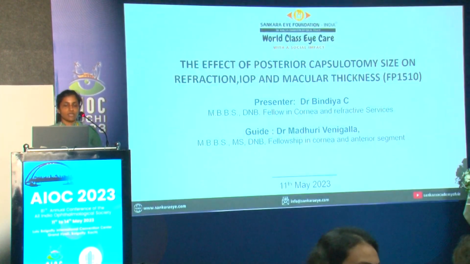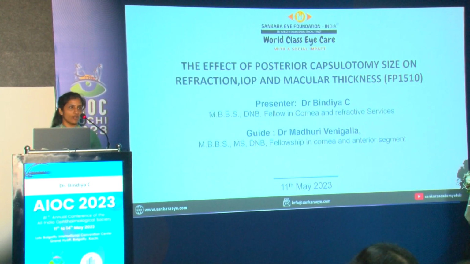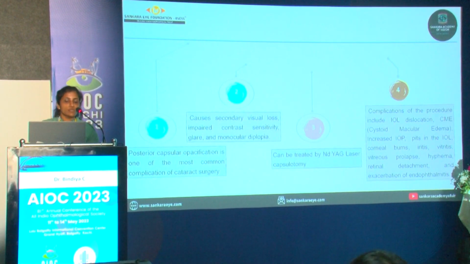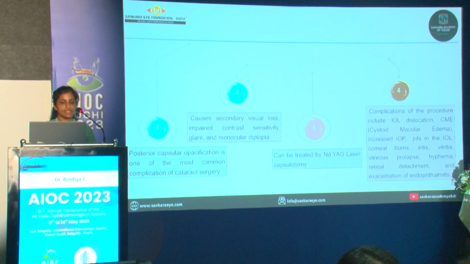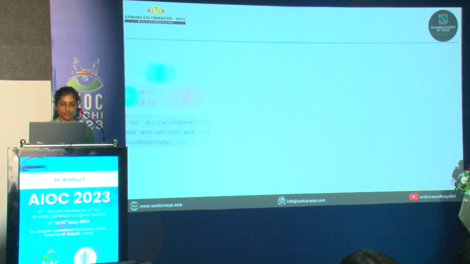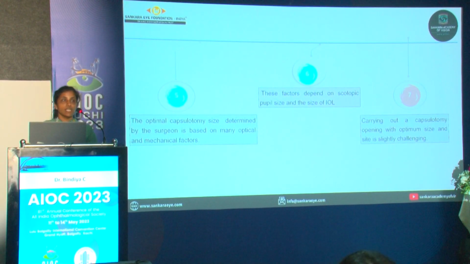My topic is on the effect of posterior capsulotomy size on refraction, IOP, and macular thickness. We all know that posterior capsular opacification is one of the most common complications of cataract surgery, which causes secondary visual loss, glare, and diplopia. It can be treated by Nd:YAG laser capsulotomy, but complications of the procedure include IOL dislocation, cystoid macular edema, increased IOP, pitting, etc. The optimal size determined by the surgeon is based on many factors, which depend upon scotopic pupil size and size of IOL.